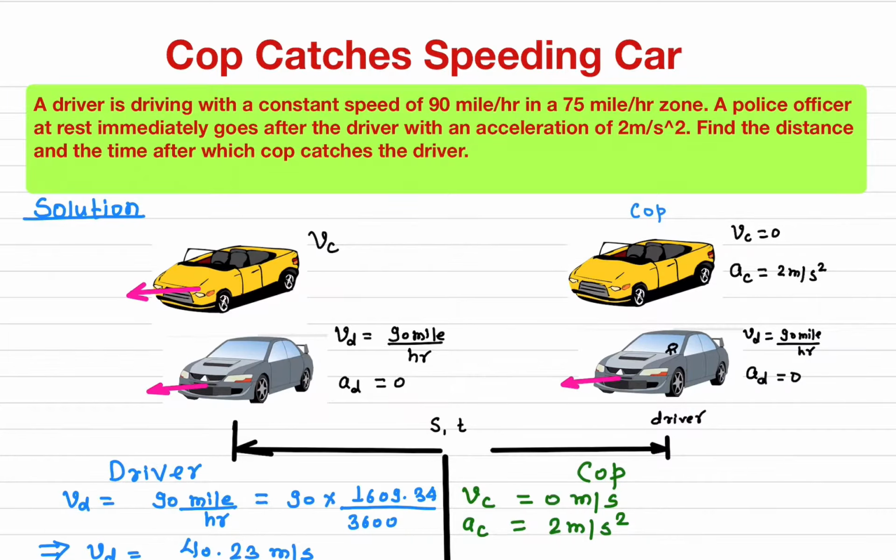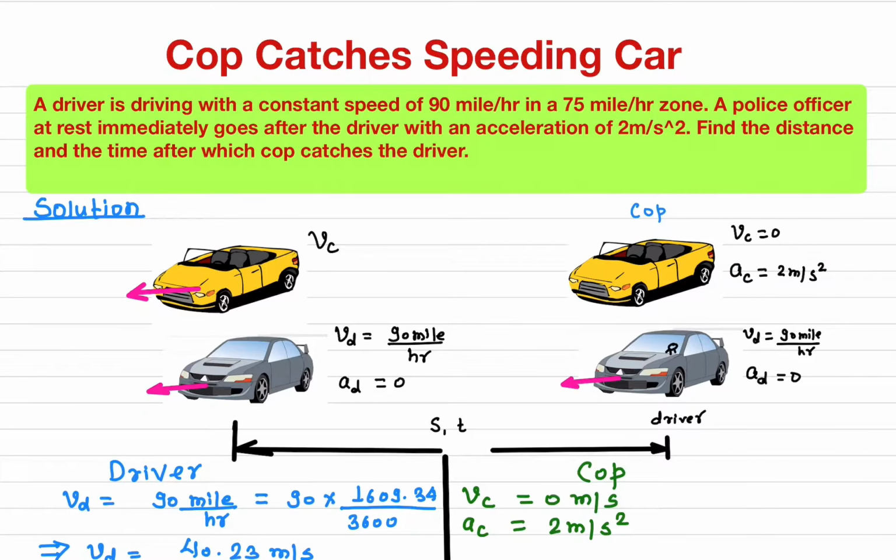The information given is this car is driving at 90 miles per hour in a 75 miles per hour zone. Of course, it is speeding. So in a 75 miles per hour zone, the driver is moving at 90 miles per hour. And the police officer here is at rest. The moment the police officer finds out this car is speeding, it starts accelerating, and the acceleration of the police officer is 2 meters per second squared.